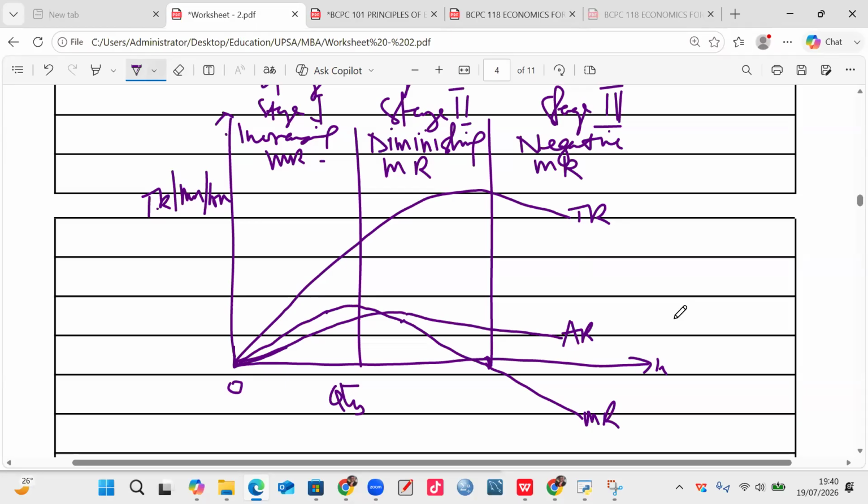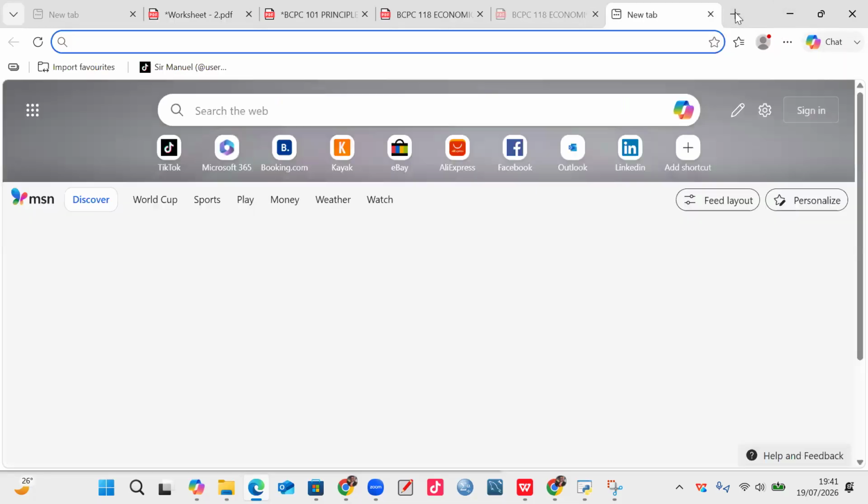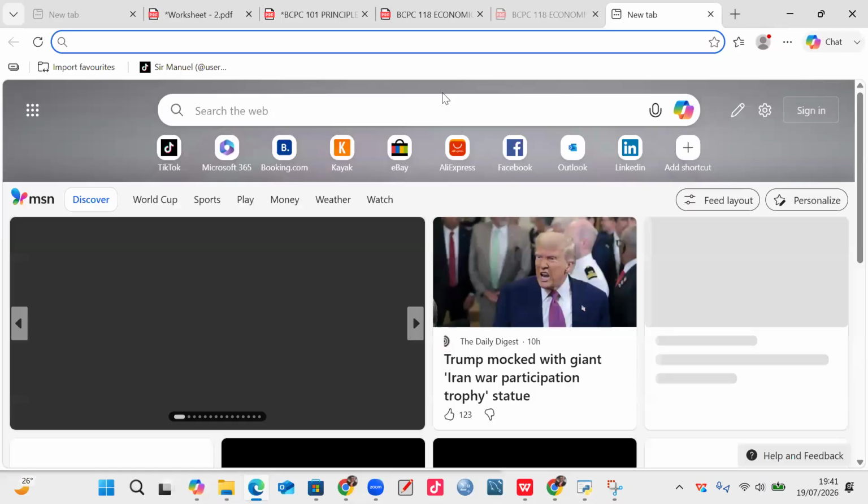You are producing. When you are producing, you are likely to face these levels as you are increasing your output, as you are increasing your labor. This is what you are prone to face. So let's see something here.